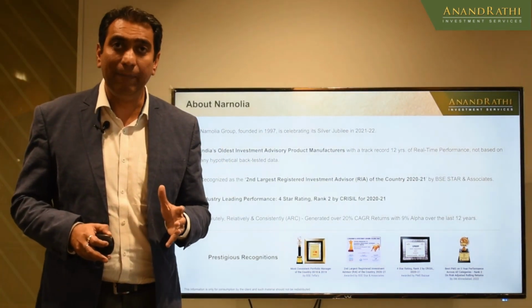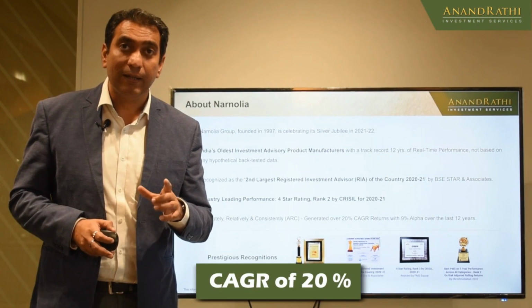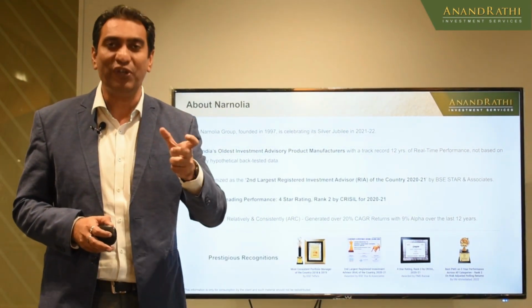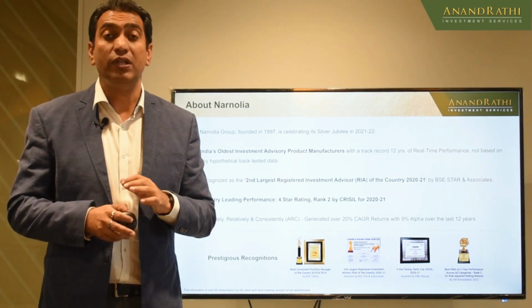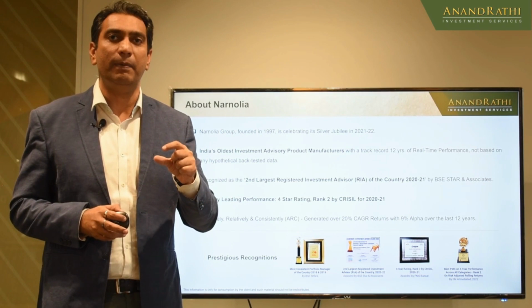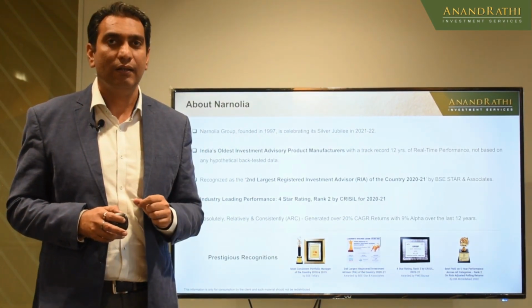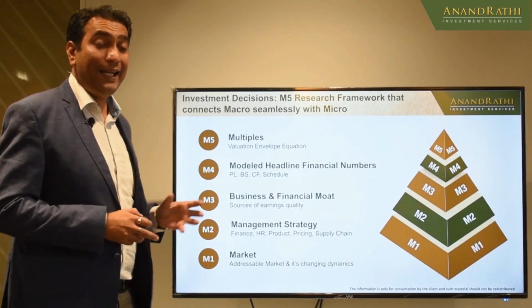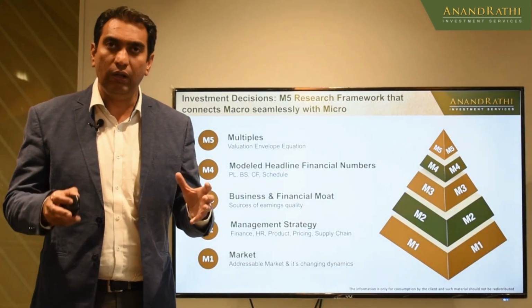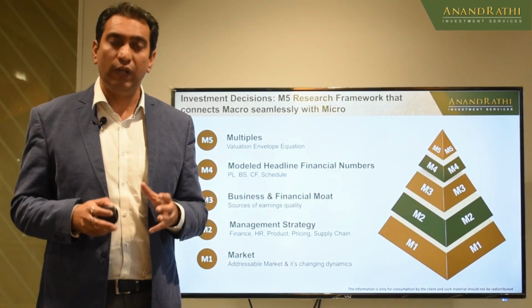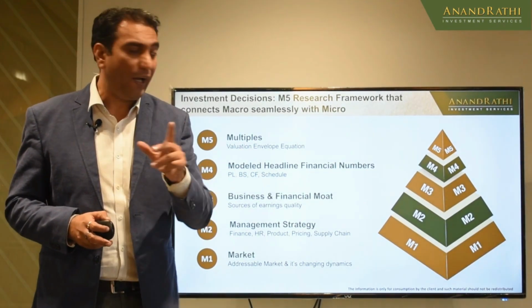Superb performance by them. In the last 12 years, they have provided a CAGR return of 20% with an alpha generation of 9%, which is humongous, consistently performing with a CAGR of 20% for 12 years. It's not a joke. It's a big-time achievement. So RIA Narnolia has their own way of selecting stocks. They have their own philosophy, and their philosophy is M5.